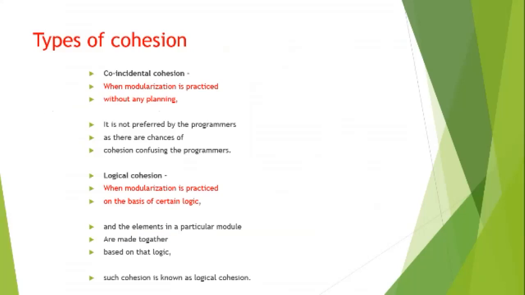Coincidental cohesion is when modularization is practiced without any planning. It is not preferred by programmers as there are chances of it confusing the programmers. Logical cohesion is when modularization is practiced on the basis of certain logic and the elements in a particular module are put together based on that logic. Such cohesion is known as logical cohesion.